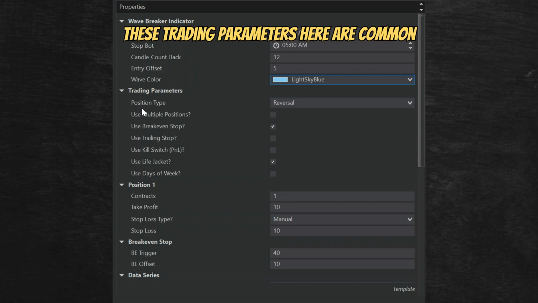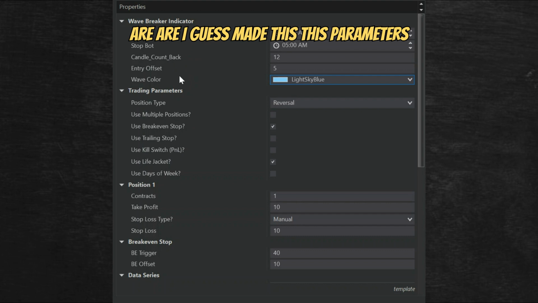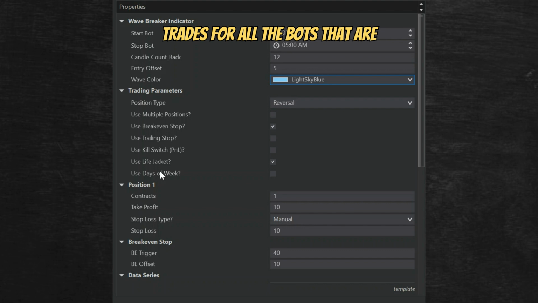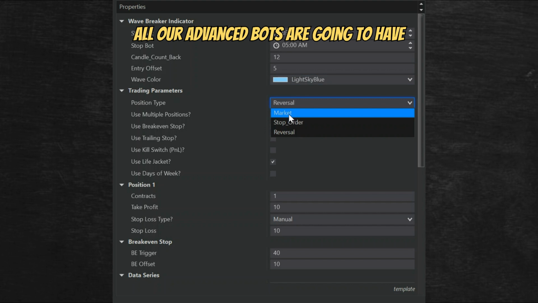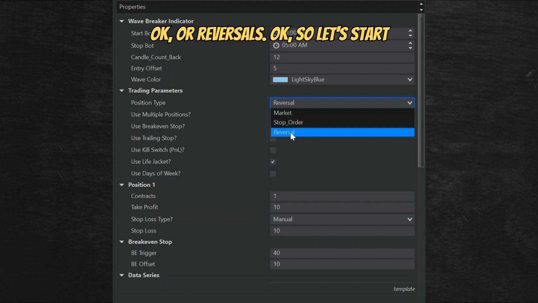Now we have the trading parameters, and these trading parameters here are common across all our advanced bots. These here don't change. The parameters at the top here are made for Wave Breaker, but these trading parameters will be common across all bots. So if you understand them for one bot, you can then apply the exact same routines and the same kind of conditions and the same kind of trades for all the advanced bots. What I mean by that is all our advanced bots are going to have market entry orders, stop orders, or reversals. So let's start with a stop order.